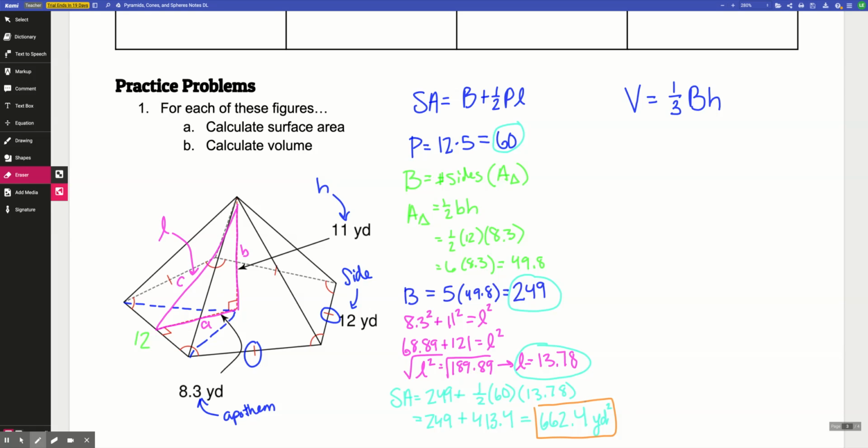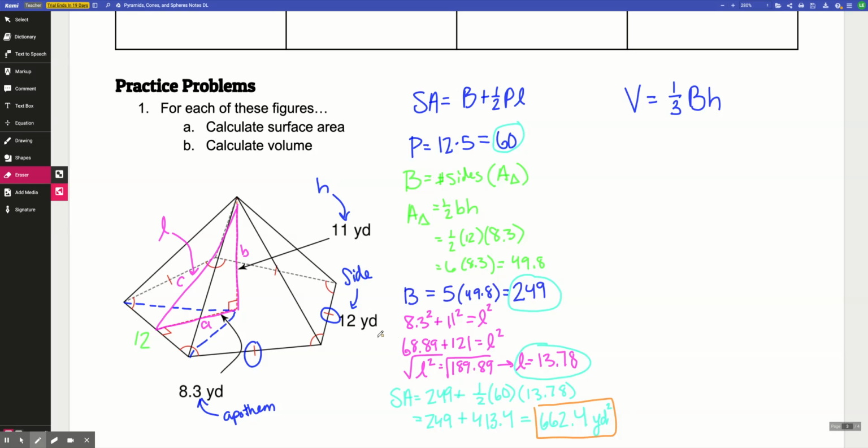Now, I will say this was definitely a more complicated problem than I normally would give you, right? In most of the problems you're going to see on quizzes and tests that I give you, the base shape won't be a regular pentagon or a regular hexagon. More likely than not, it would be a triangle or a square or a rectangle. And in most of the problems, I'll give you the slant height and you won't necessarily have to solve for it.